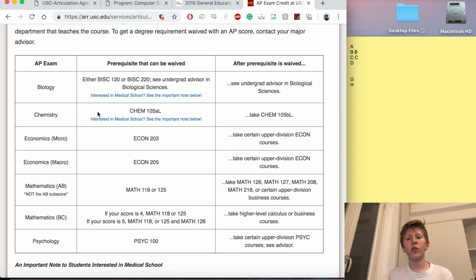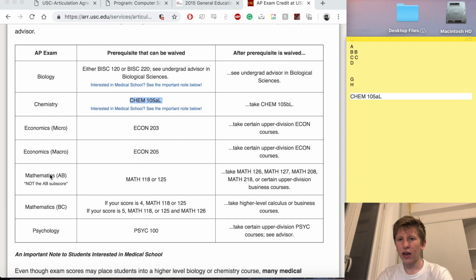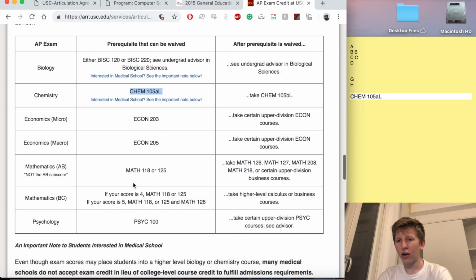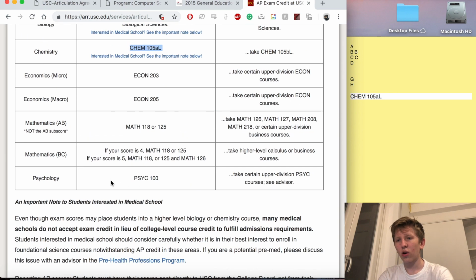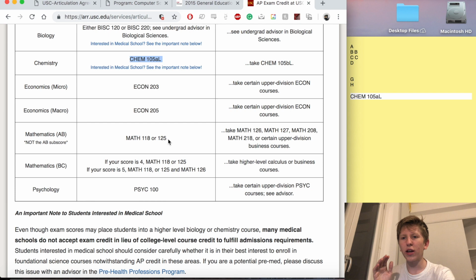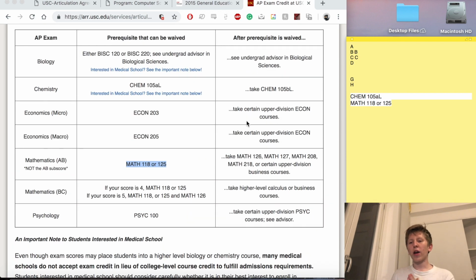So if you've taken chemistry or biology or really any of these courses, just keep in mind that this level of class will already be fulfilled. So I'm gonna write that down, chemistry 105AL, and then I'm also gonna write down mathematics AB because I didn't take BC, which was a mistake. So that gets me out of math 118 or 125, which have different numbers, but they're both calculus. I've looked it up. Okay, so that's about it for AP exams.